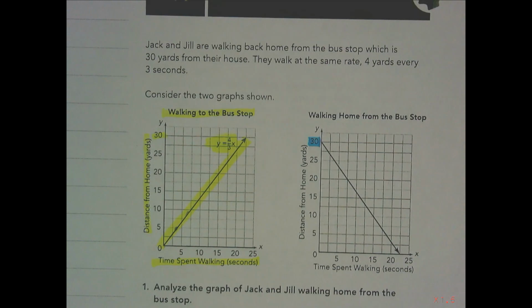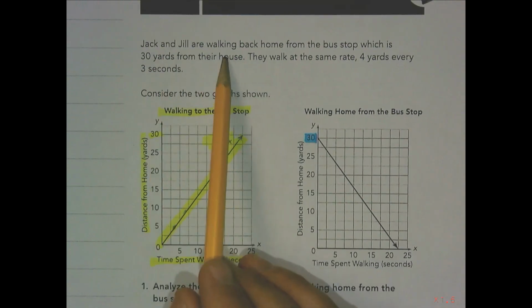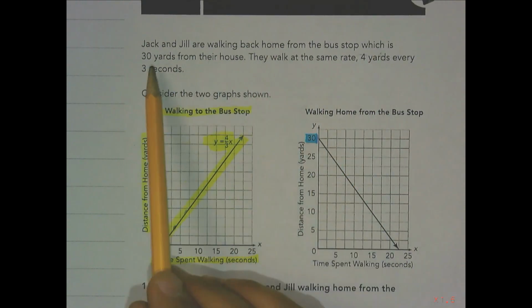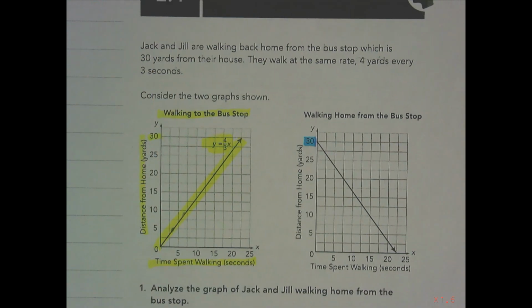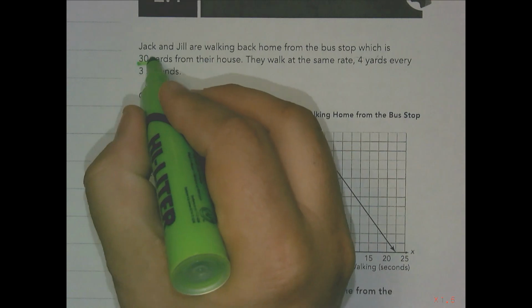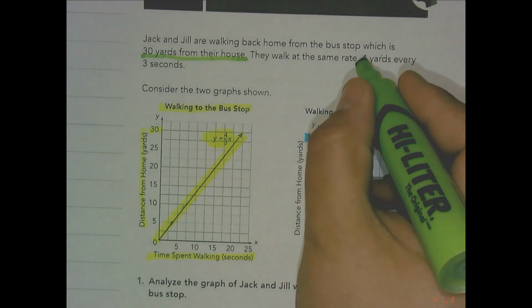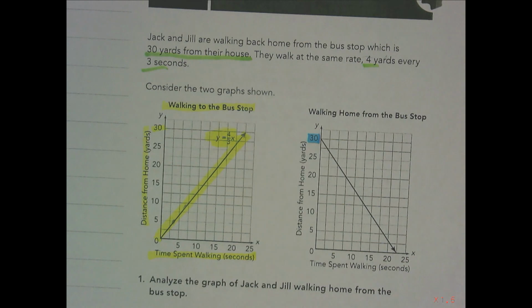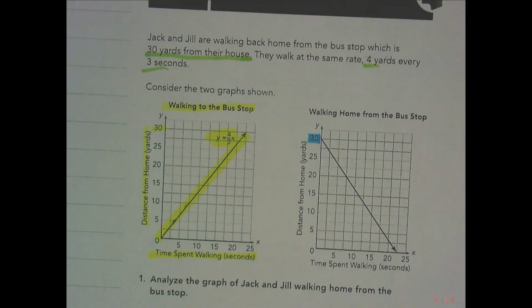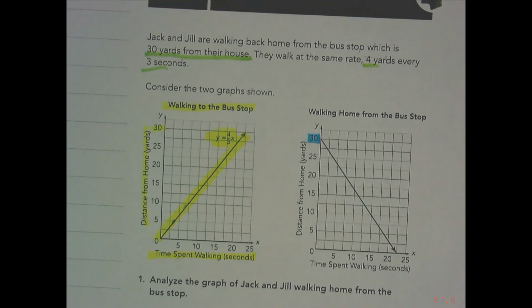So as we read this, it says Jack and Jill are walking back home from the bus stop, which is 30 yards away from their house. So I'm going to underline that. I want you guys to do the same. Just underline that it's 30 yards away from their house. They walk at the same rate, which is 4 yards for every 3 seconds. Okay? So now, 4 yards every 3 seconds is the rate that they're traveling.